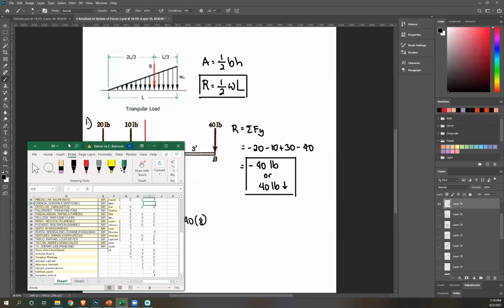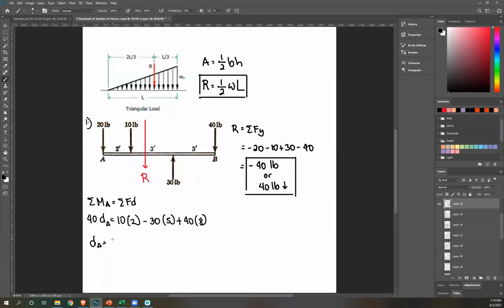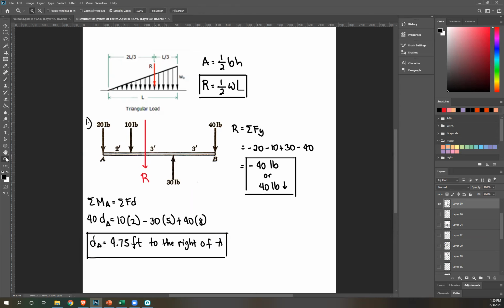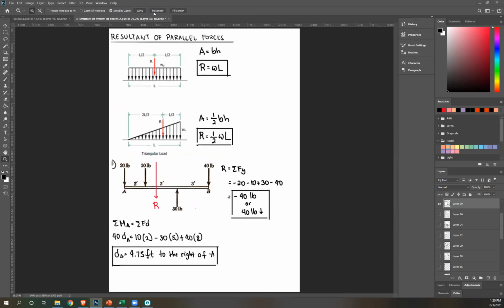And then, correct is Joaquin. Okay, it's 4.75, unit feet. So dA, to denote its distance from your point A. So to be more specific, 4.75 feet to the right of A. Okay? And that is example number 1 for parallel forces. Any questions so far?